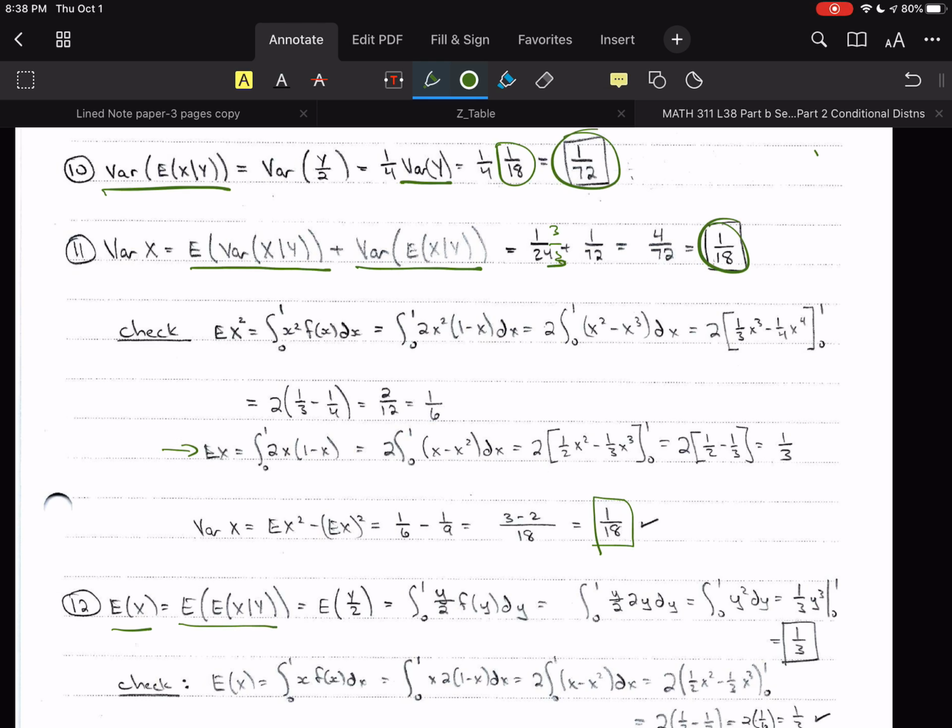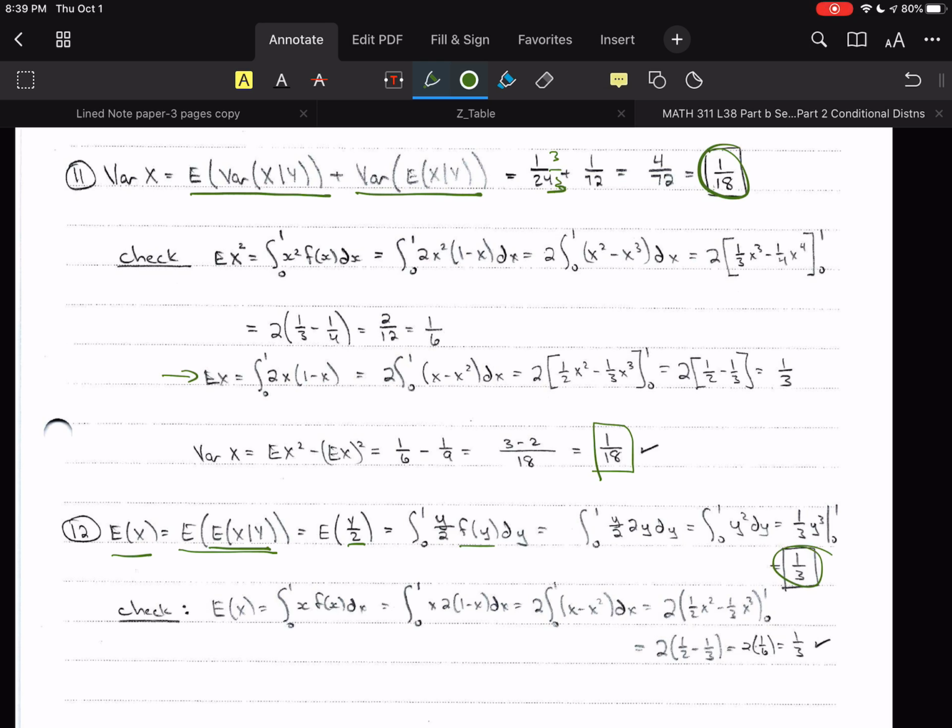And E of x, so I can use, without calculating this directly, because I don't believe we did anywhere, then I can simply say E of x given y. That's going to give me E of x. And E of x given y, we figured out was y over 2, and so that's going to be 1/2 E of y, but we can actually use the marginal here and do the integral and find out that it's 1/3. And again, we can check that by using the marginal of x, so x times f of x. And when we work that out, of course, we get the same answer, 1/3.